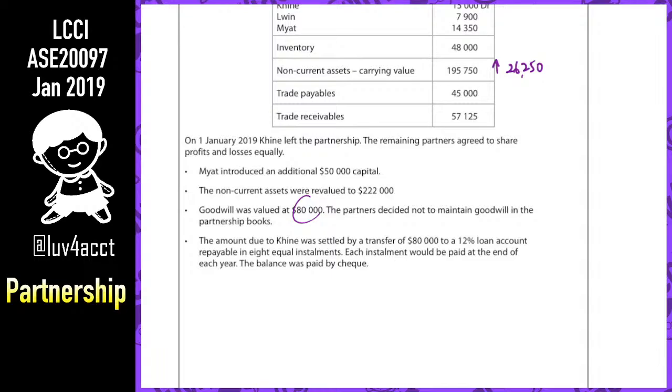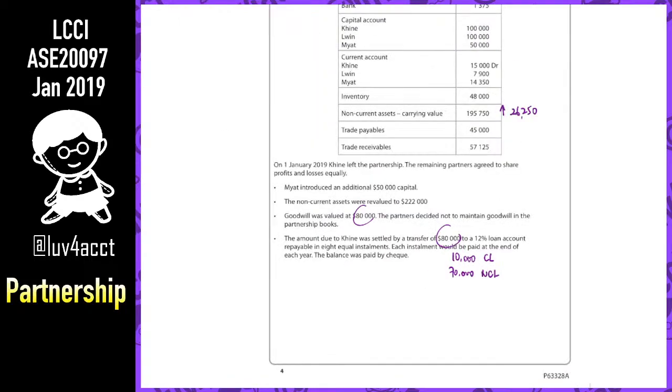Repayable in 8 equal installments. Each installment would be paid at the end of each year. The balance was paid by check. So, 8 equal installments of 80,000 paid at the end of each year. That means 1/8 of this amount, that is 10,000, will be current liability, and the other 70,000 will be non-current liability.